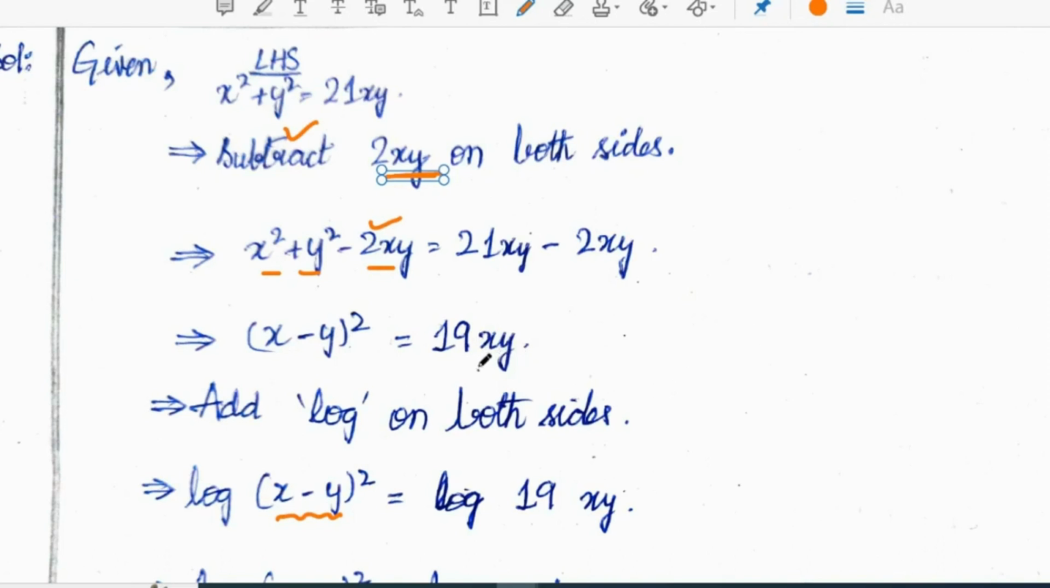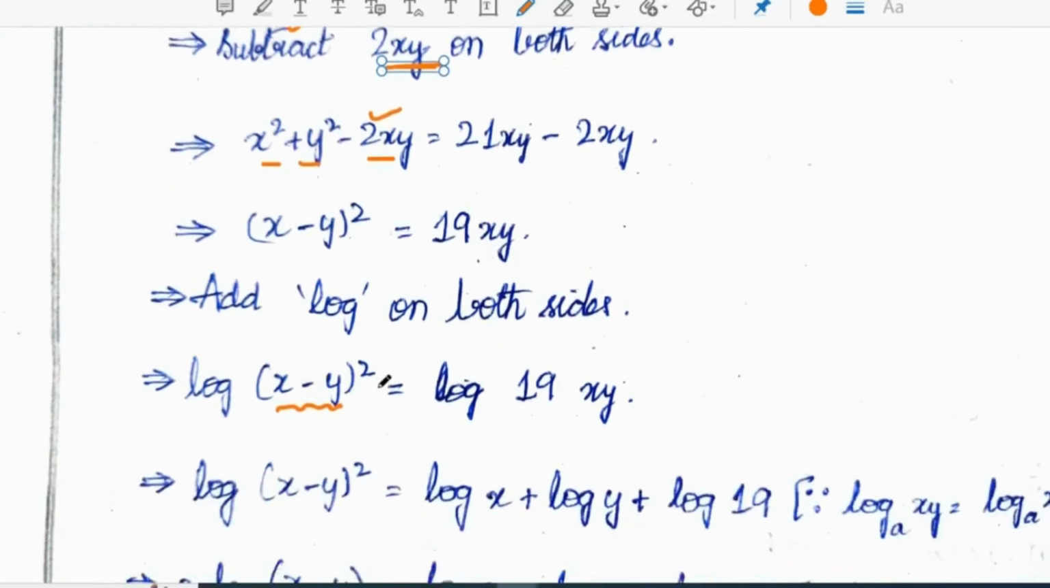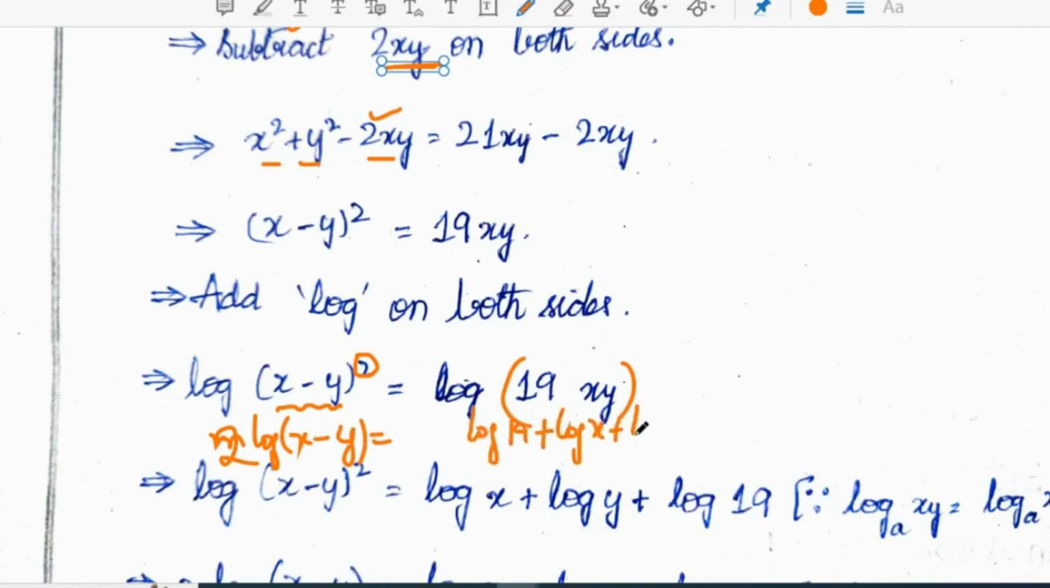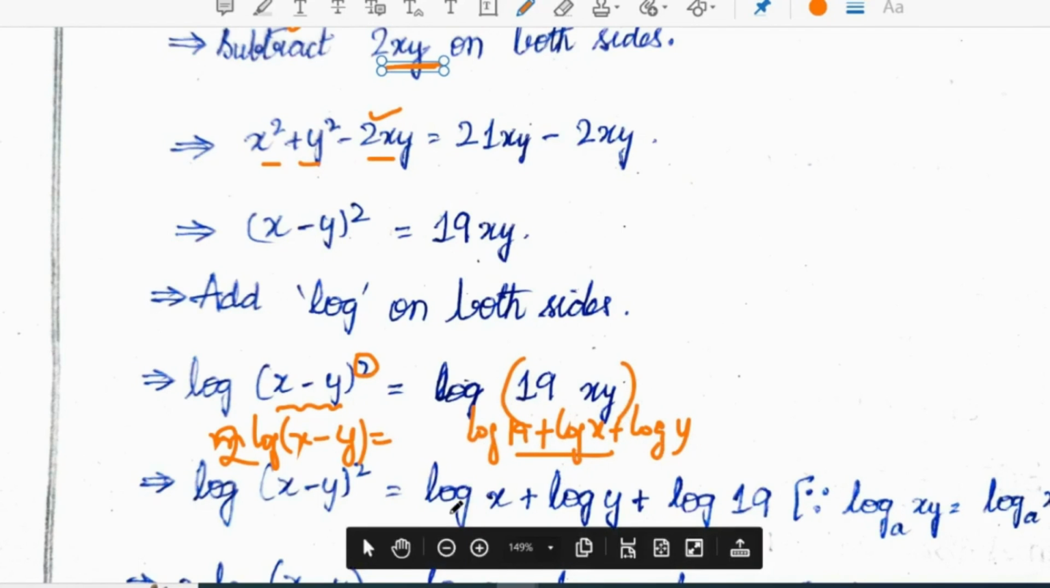So now we have to add logarithm on both sides. So log x minus y whole square is equal to log 19xy. So we know the log a power n formula, m log a, that is m log a, so 2 log x minus y is equal to log 19 plus log x plus log y. Log ABC formula is log A plus log B plus log C. Similarly, log 19xy can be expressed as log 19 plus log x plus log y. This is what we have to prove in the problem.